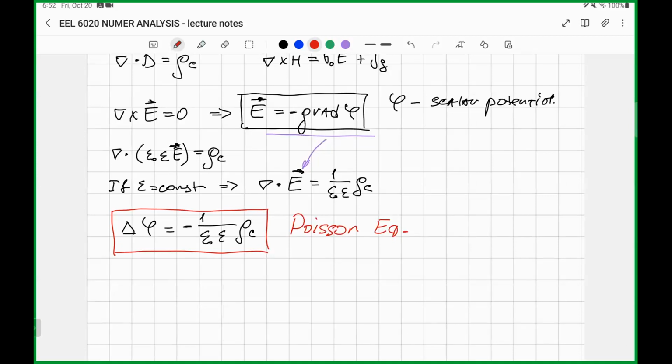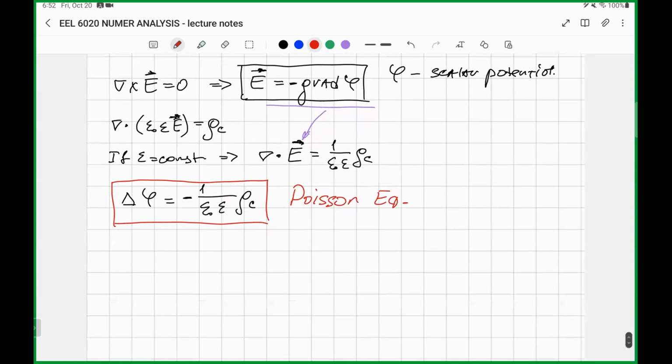For the scalar potential of the electric field, which is much easier to solve because scalar field is just one component in contrast to the electric field, which is a three component field. And then solving this equation for the scalar potential, if you need the electric field, you just take the gradient of this and you get the electric field. Right. So this is how typically the electric field is calculated, for example, in the numerical simulations.